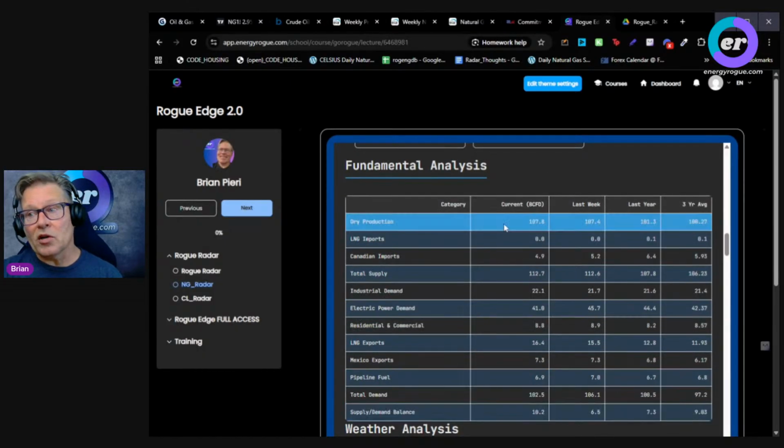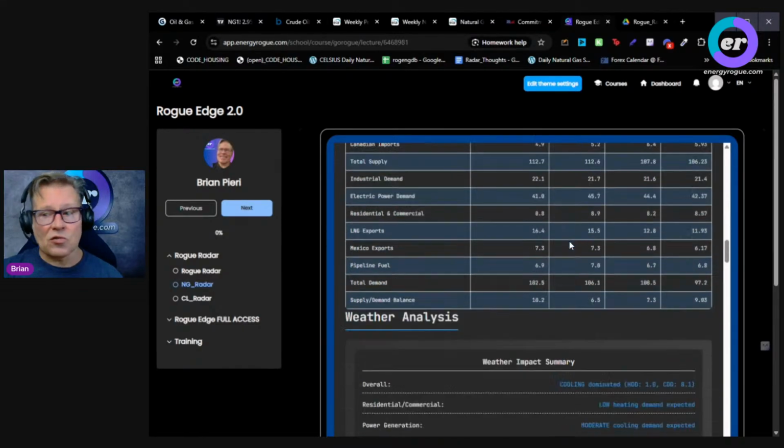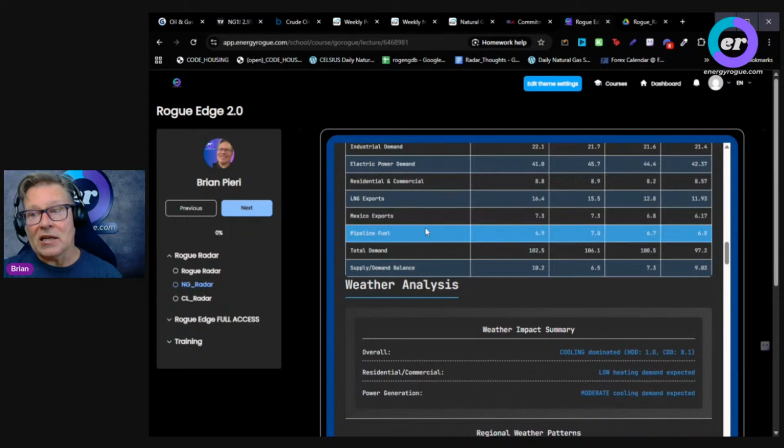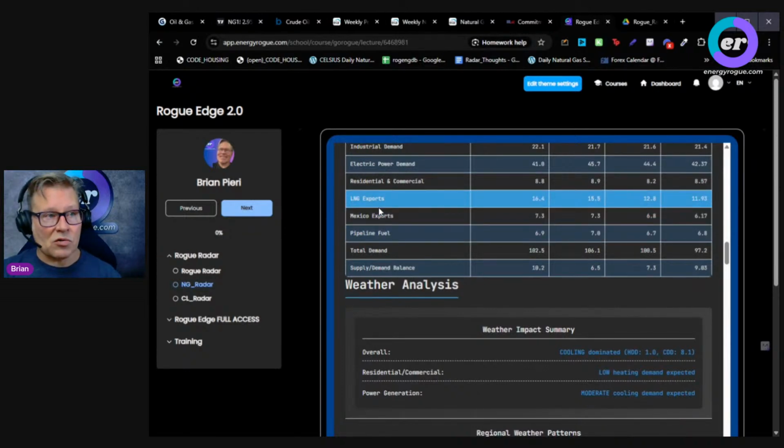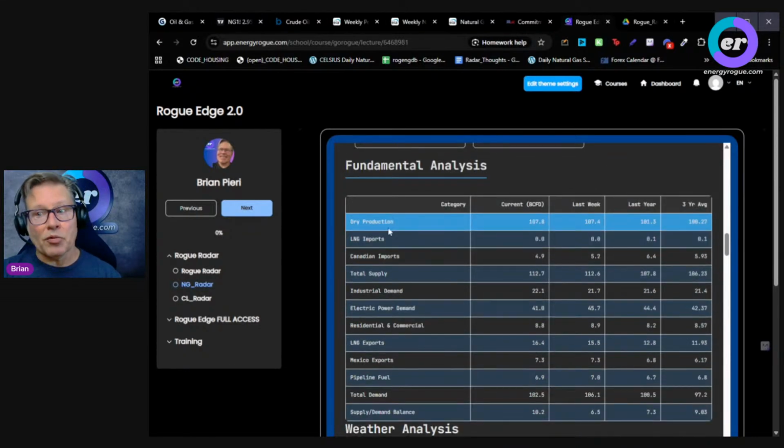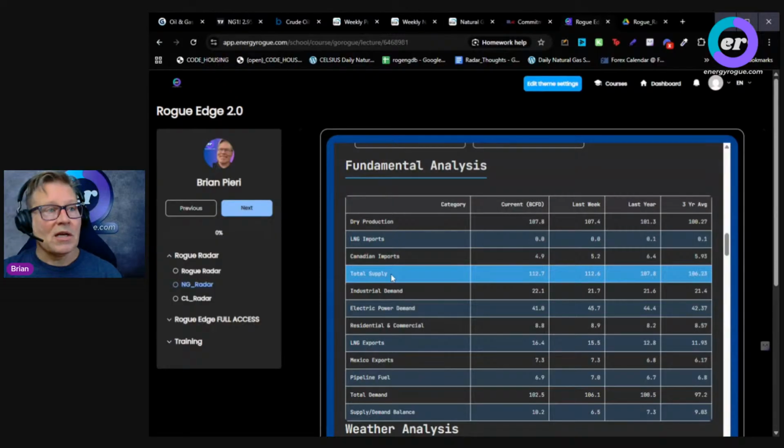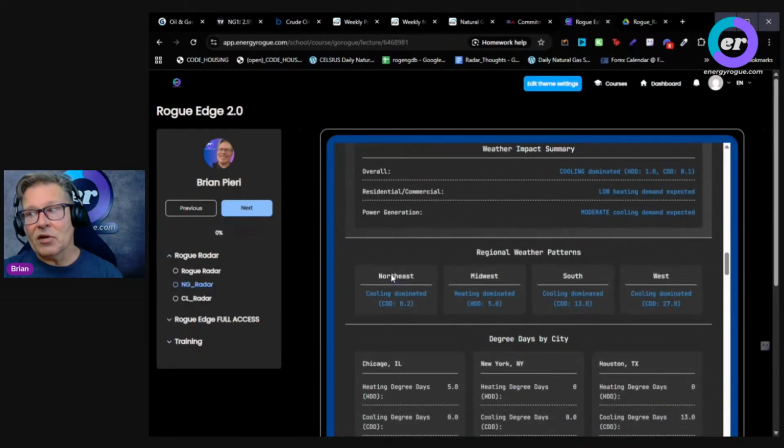Then after that, you got fundamentals. Fundamentals will tell you where you are current versus last week versus last year versus 3-year average, and supply demand balance with all the storage, production, imports, exports, supply, demand, everything.